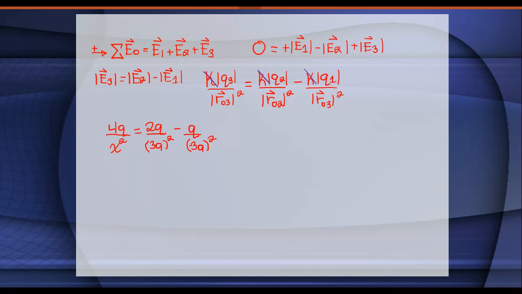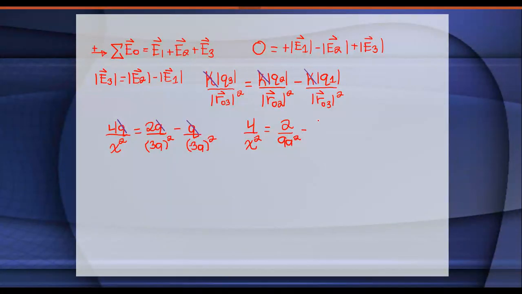Okay, so again, some things cancel off here. We can get rid of the Q. So the Q's all go away. And then let's expand this a bit. So this would then be 4 over x squared would be equal to 2 over 3a all squared, which is 9a squared.